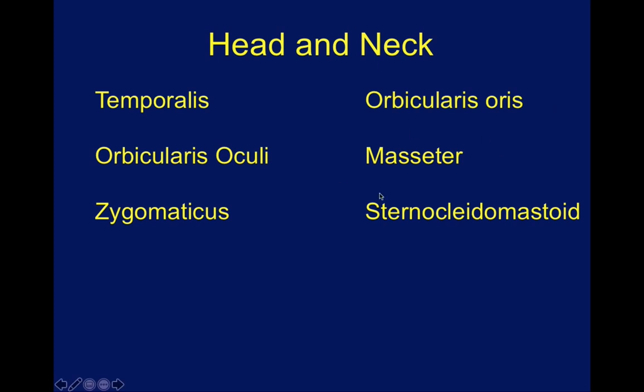The masseter is our one muscle up here that's specifically named based on its action, which is mastication. This will be one of our muscles of chewing. And lastly, the sternocleidomastoid attaches to the sternum, the clavicle, and the mastoid process. This is one of the muscles that you can see with the naked eye and feel on yourself.